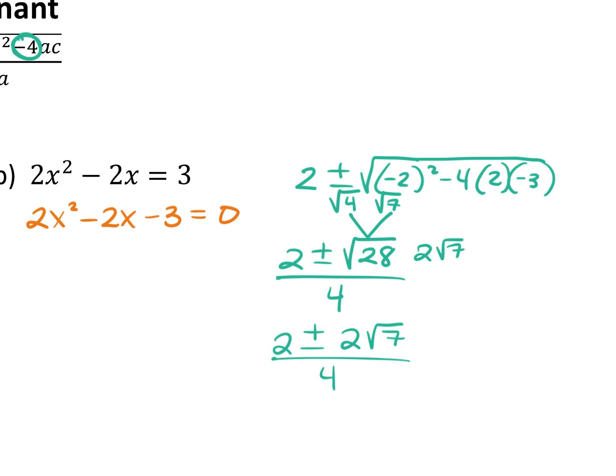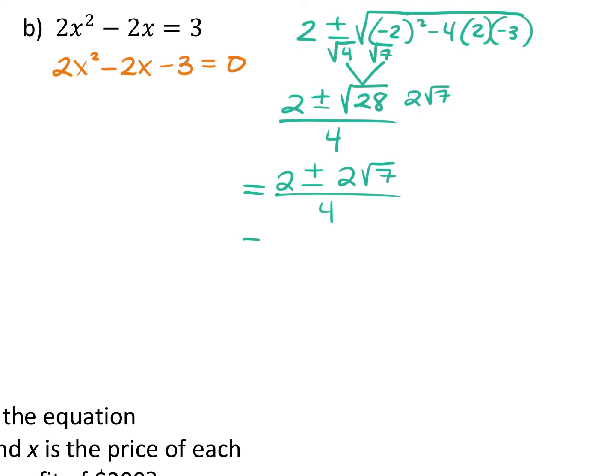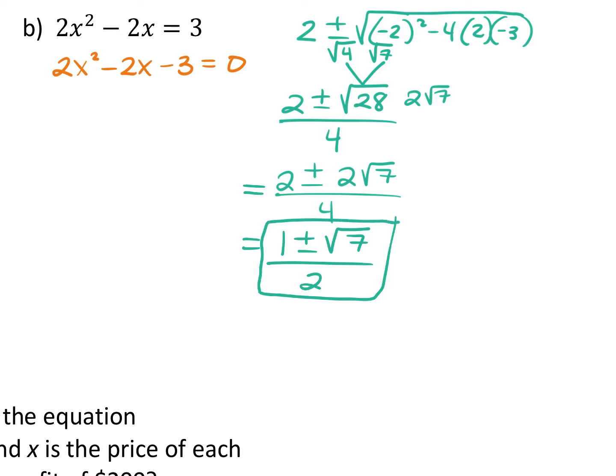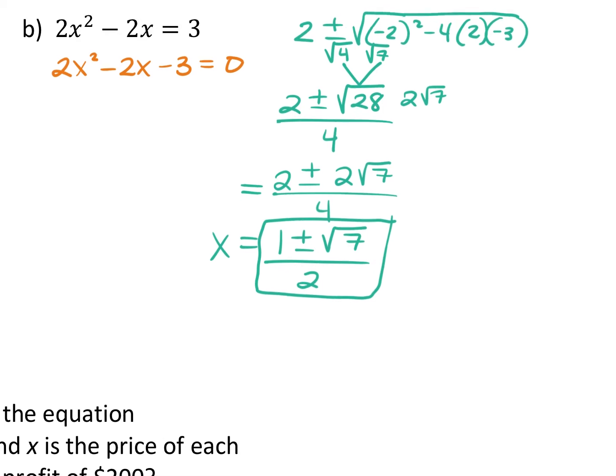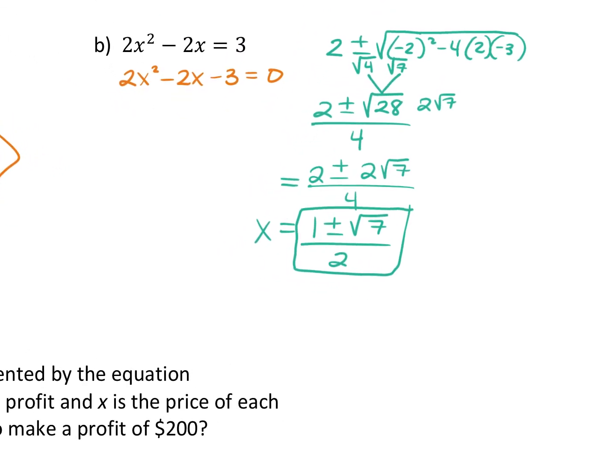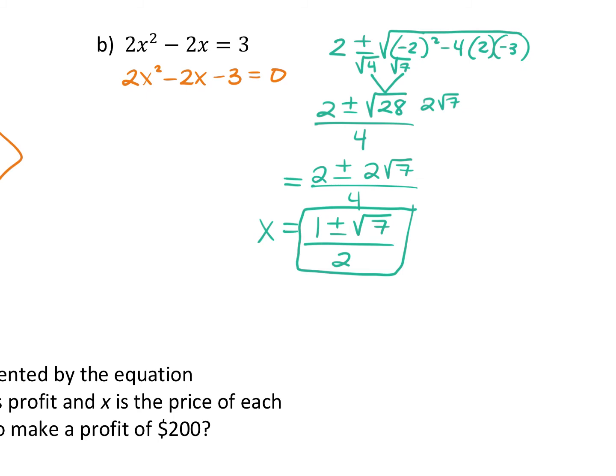You can reduce, right? So this, everything's divisible by 2. So this would be 1 plus or minus 1 rad 7, which I'm just going to call rad 7, over what? 2, right? If everything is divisible by 2, you got to divide that 4 by 2 also. So that would be your 2 answers. 1 plus the square root of 7 over 2 and 1 minus the square root of 7 over 2. Okay, so simplest radical form, which is why we did what we did yesterday. Simplifying a bunch of radicals, right?